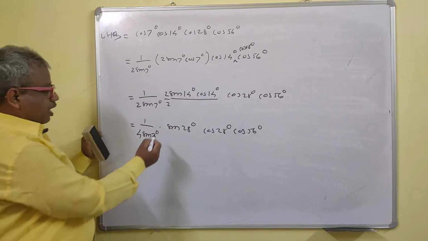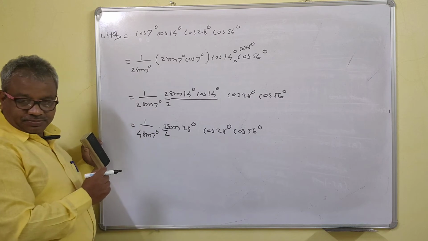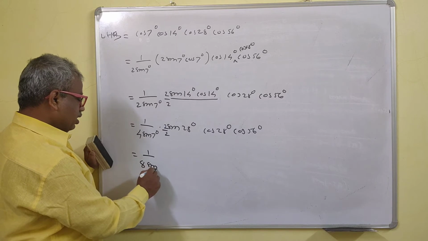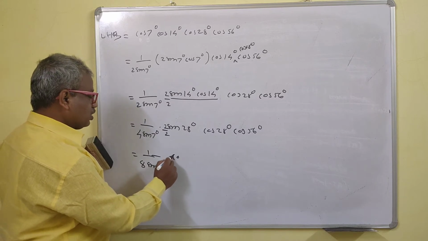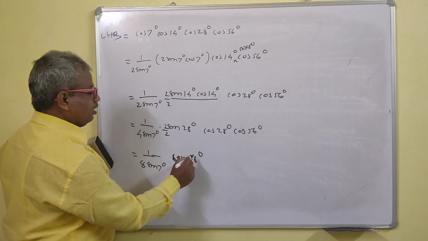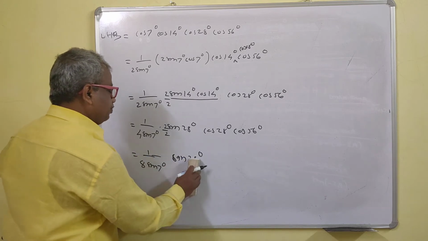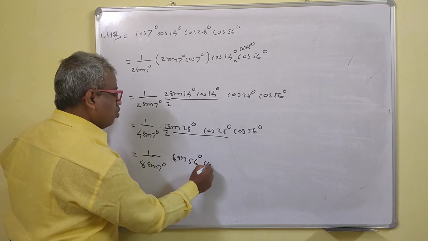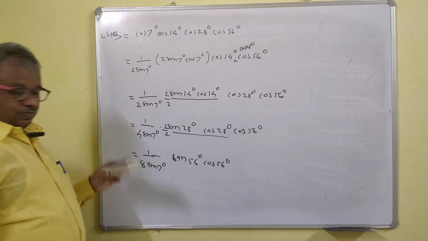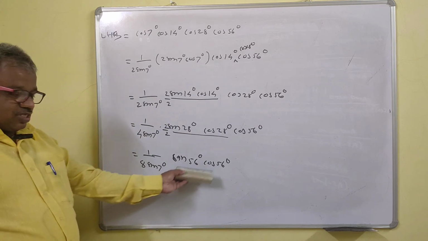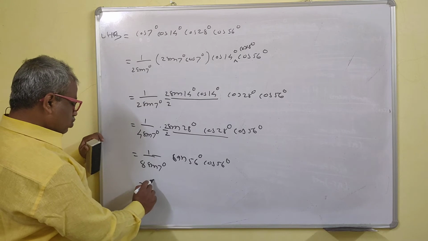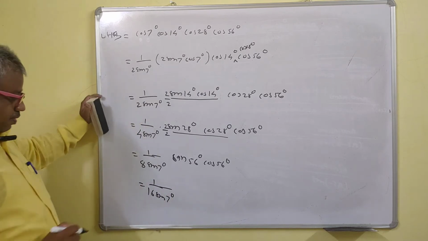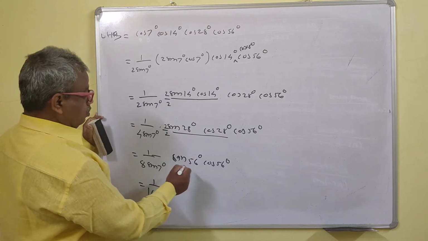Now again I can multiply and divide by this 2. So this will be 1 by 8 sin 7 degree, sin 28 degree. So this is 56 degree now. So this will be 2 sin 56 degree cos 56 degree. Okay, again this is 56, 56. Again we will divide by this. So this is 1 by 16 sin 7 degree into sin 56 degree.